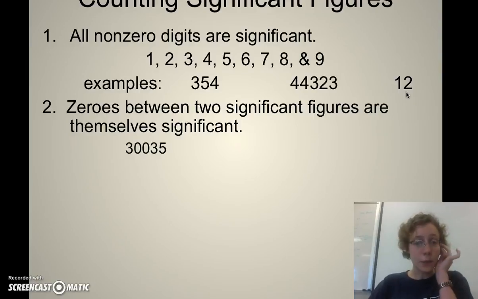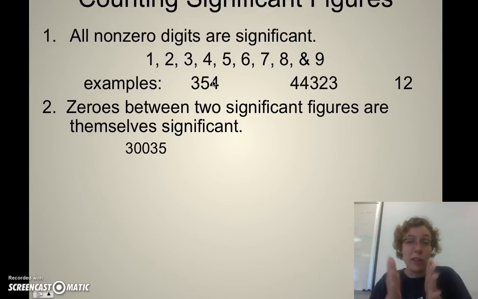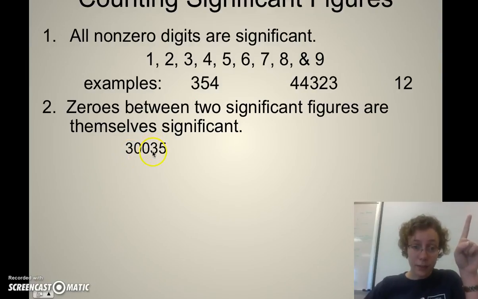Second rule, zeros between 2 significant figures are themselves significant. We call these sandwich zeros. So if you think of these non-zero digits being the bread, and then the zeros are the cheese and the meat in between, they are significant. So here we've got a 3, which is significant, so there's 1. We've got this 3 here, which is a second digit, and we've got this 5 here, which is our third significant digit. Now, these zeros are sandwiched between them, so we count those as being significant as well. So 0, 0, we've got 5 significant digits.